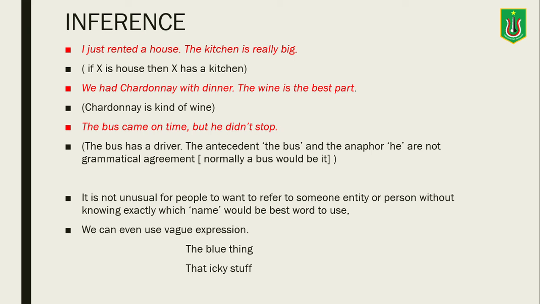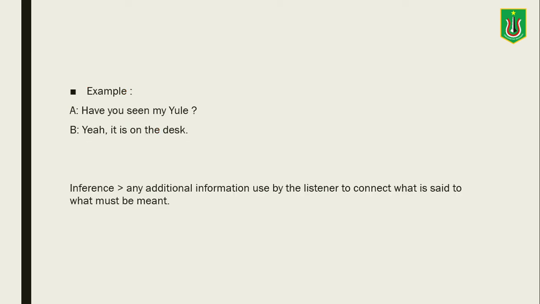the listener or reader does. It is not unusual for people to want to refer to someone, an entity, or a person without knowing exactly which name would be the best word to use. We can even use vague expressions like "the blue thing" and "that icky stuff." Next, "Have you seen my Yule?" "Yeah, it is on the text." So inference means any additional information used by the listener to connect what is said to what must be meant.